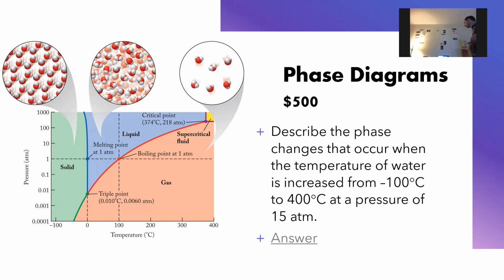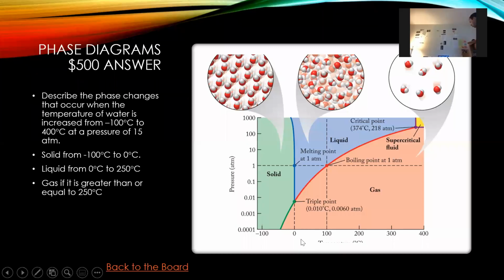And Brookdale Bear, you want to get going? Yeah. At 15 atm, it's a solid up to 0 degrees Celsius, then a liquid until that point, then it becomes a gas at 250 degrees Celsius. Right. Good answer. Bold move. Strong. 500 for the Brookdale Bear.